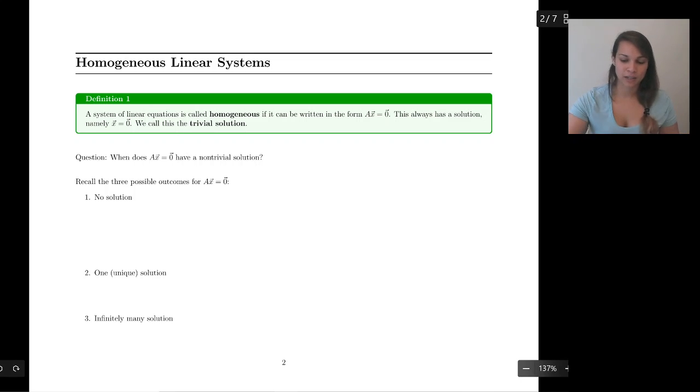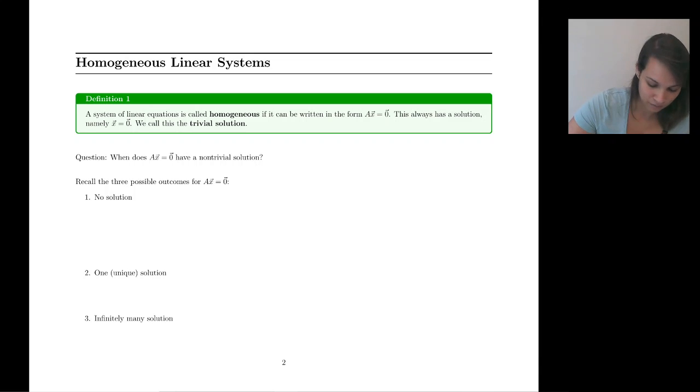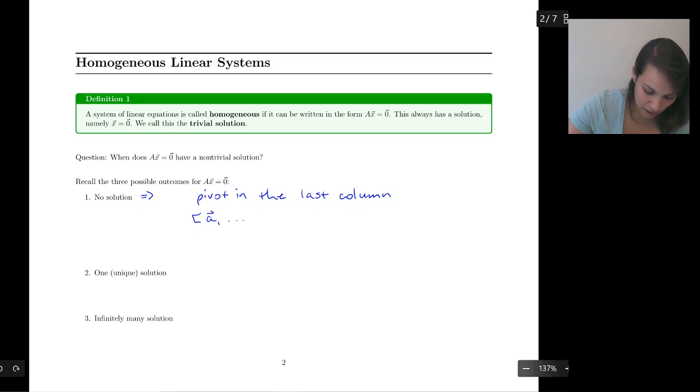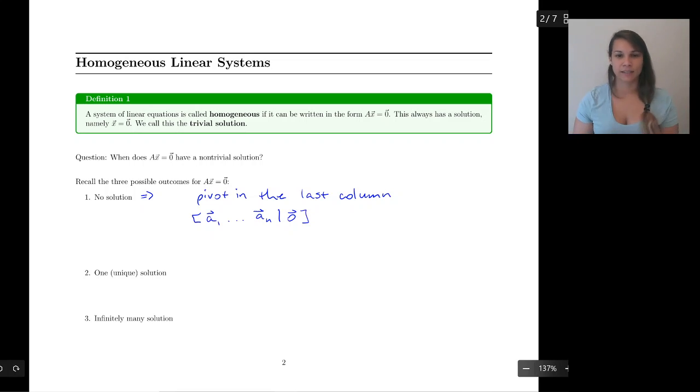So let's review the 3 possible outcomes for Ax equals 0. It could have no solution. What does that mean? It means there is a pivot in the last column. So let's review what that would mean for Ax equals 0. In this particular case, our augmented matrix will look like a1 up to an, so all of our A columns, and then we're not going to have a b over here, we're going to have 0.